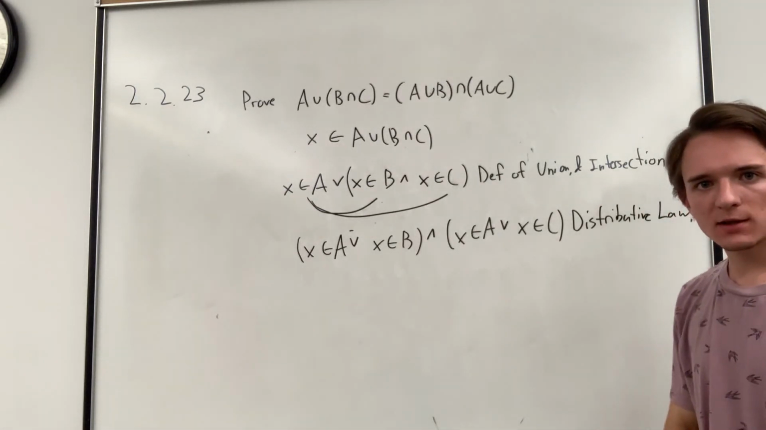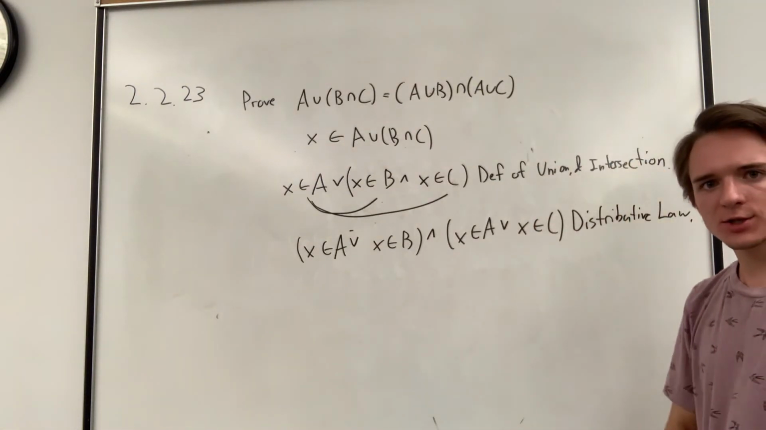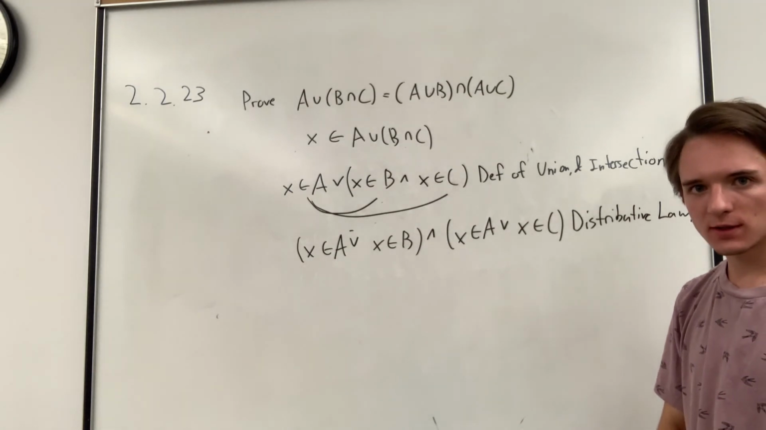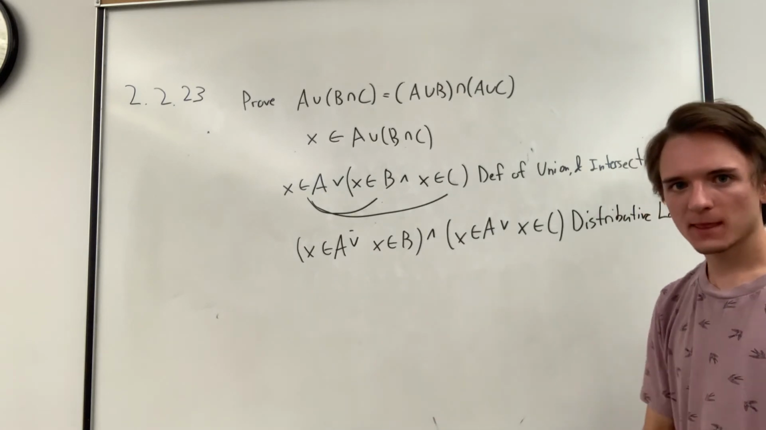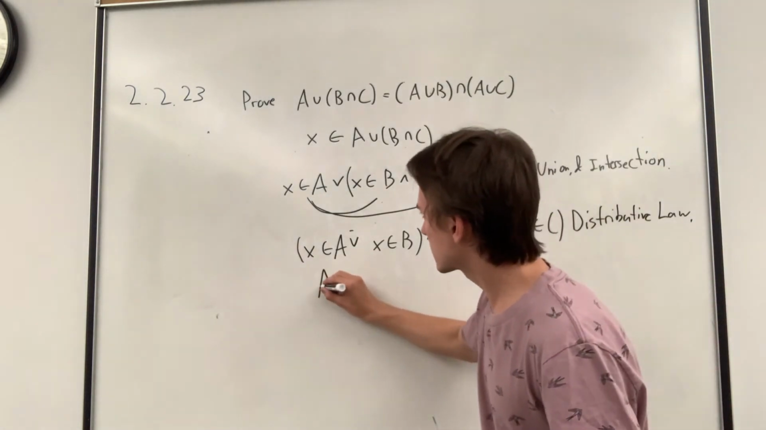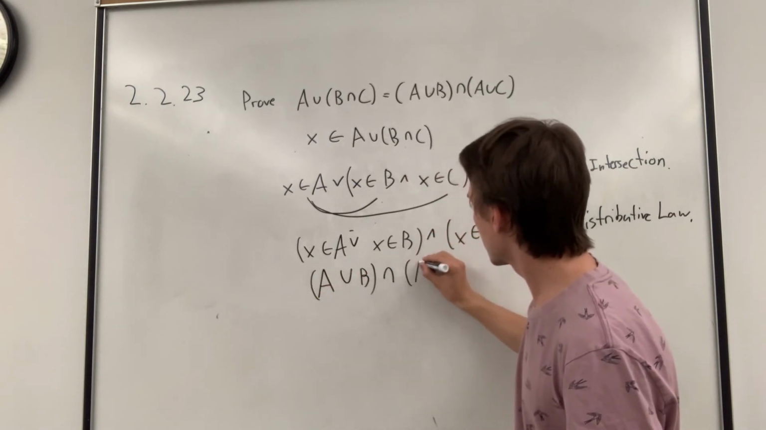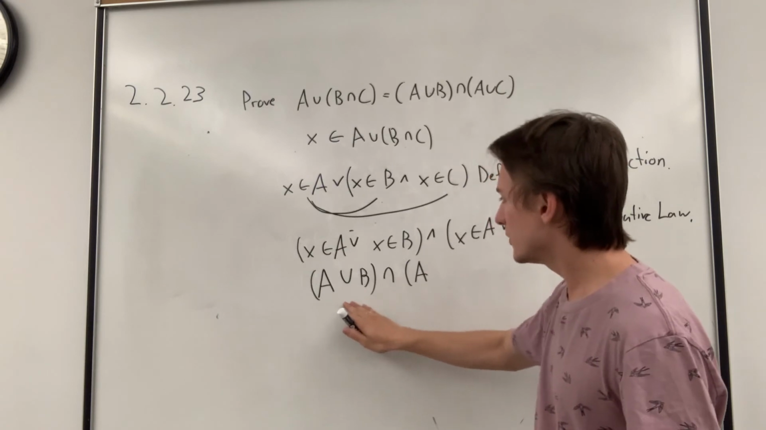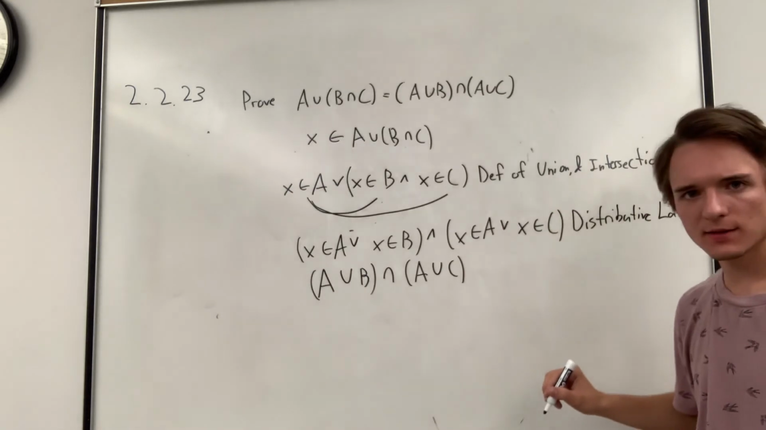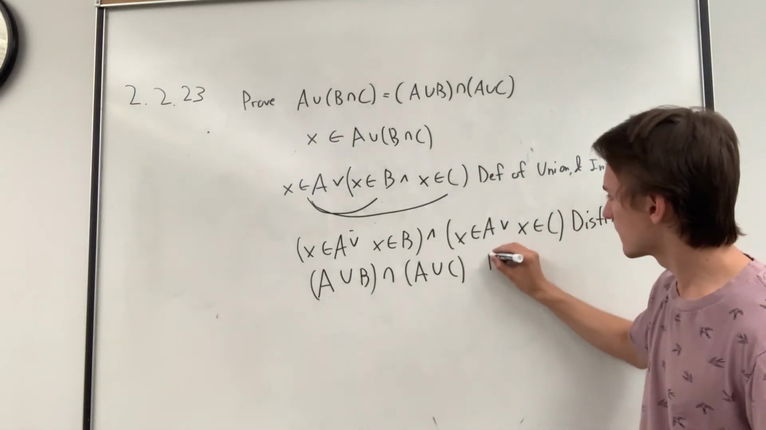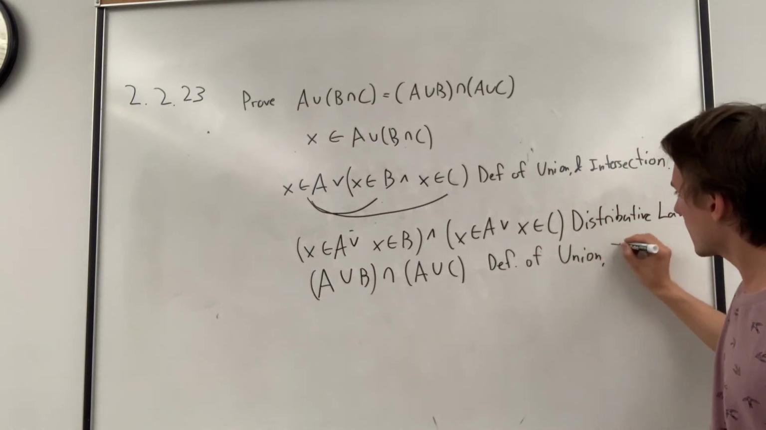Finally, we can see that we basically already have our answer. This pretty much matches what we're looking for up here. So let's just convert those ands and ors into unions and intersections, and simultaneously get rid of that x in thing we've been using. So we have x or B intersection, our A union B intersection A union C. All right, and that would again be the definition of union and intersection.